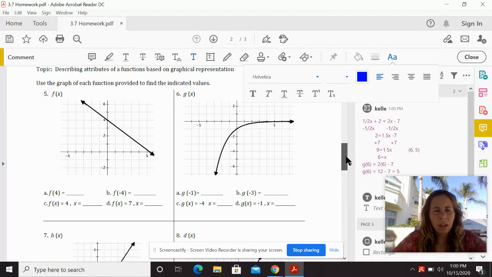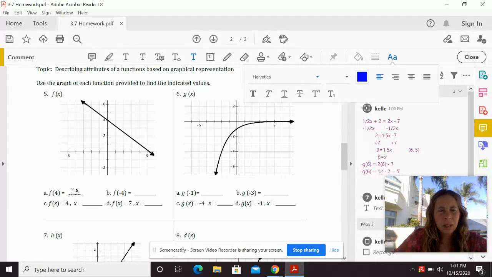Moving right along. We did similar things in class. Use the graph of each function provided to find the indicated values. So f of 4 is equal to what? What are they telling us? They are telling us that x is equal to 4. See how they've substituted 4 in for the x? There's the x, and they put a 4 in there.